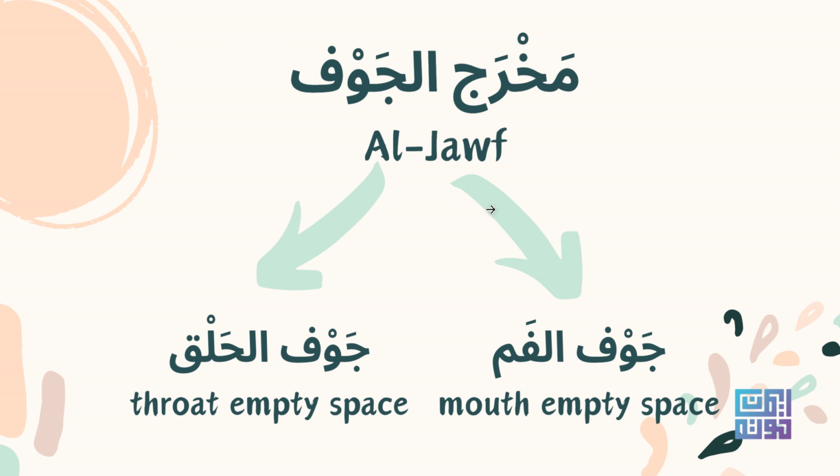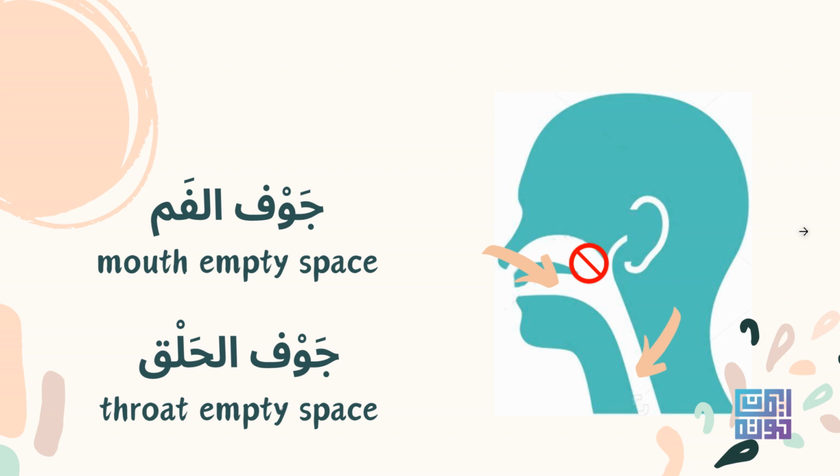So if I say Al-Jawf when I'm talking about the mouth, this means the empty space in the whole of the mouth. The mouth empty space and the throat empty space. So Al-Jawf consists of both parts, the mouth empty space and the throat empty space. Here we have this drawing, and this is the throat here, and it's an empty space, the throat, and the mouth empty space and the opening of the lips. So all this is called Al-Jawf.